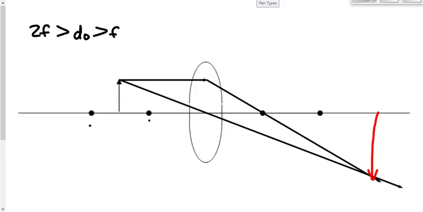The image is drawn from the principal axis down to where they intersect. What do we see with this image? Larger, smaller, same size? Larger.